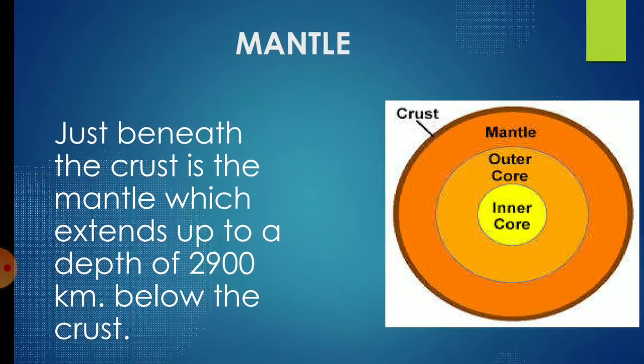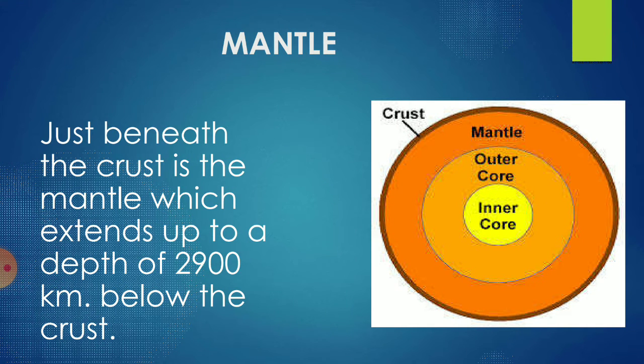Now the next layer is the mantle. Just beneath the crust is the mantle, which extends up to a depth of 2,900 km below the crust. You can see the upper layer, the thinnest layer, is the crust, and the second layer under the crust is the mantle.